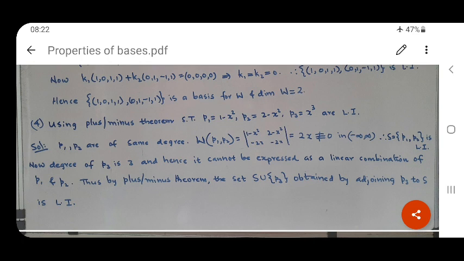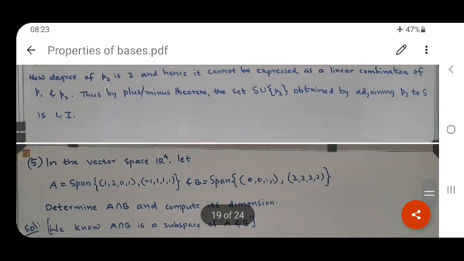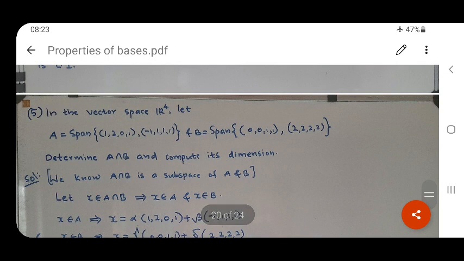So that means this P3 is outside the span of P1 and P2. Therefore, joining P3 to the span of P1 and P2, we get a linearly independent set. Therefore, P1, P2, P3 are linearly independent.